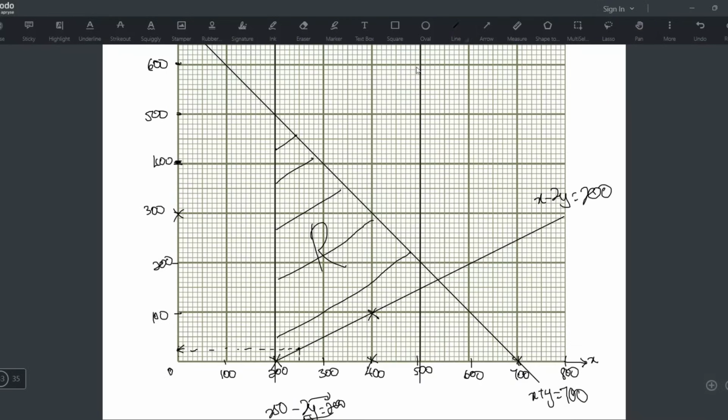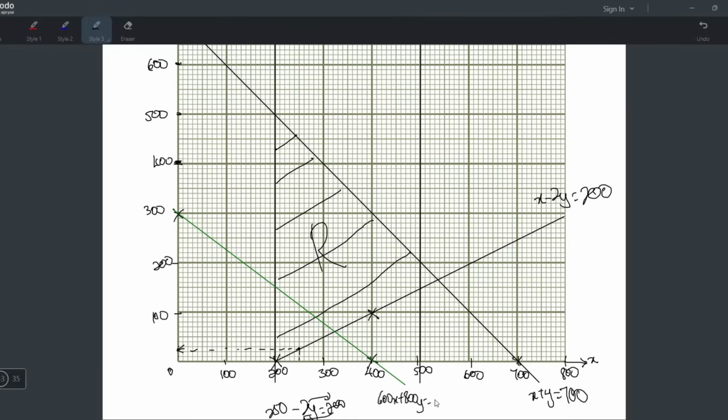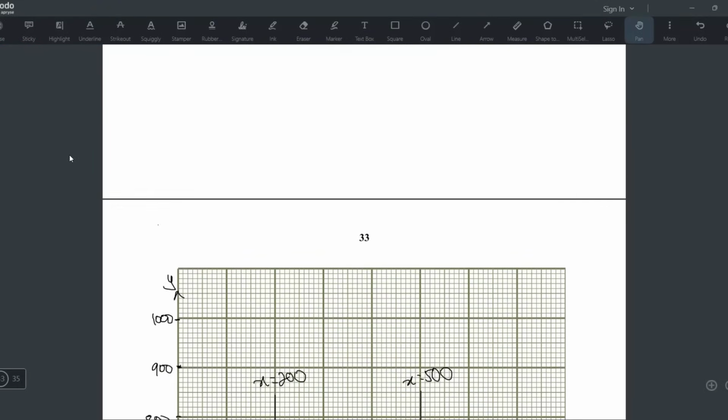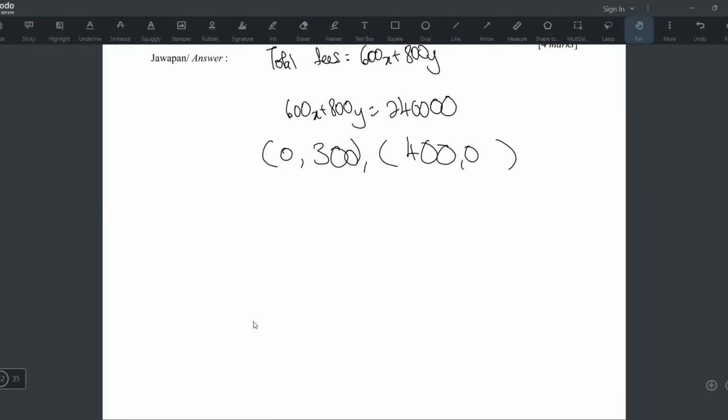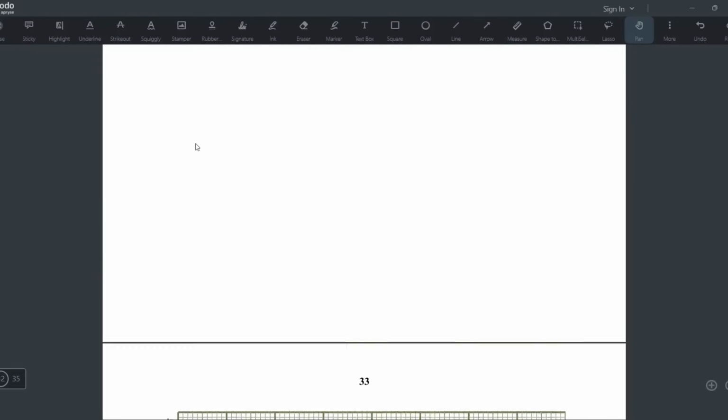Okay? Let me use another color line to show that it's a dash line. So this green color line means that you have to use a dash line to draw here. Dash line, or you can say dotted line. Garisan yang putus-putus lah. Alright, the equation of this line must be written 600x plus 800y equals 24. Originally it's two zeros, but I add another two zeros, right? So 240000.